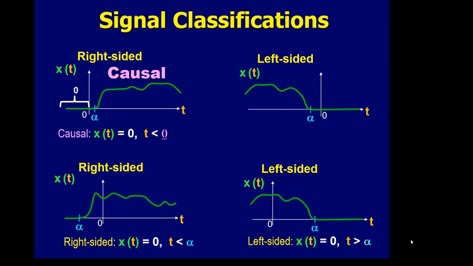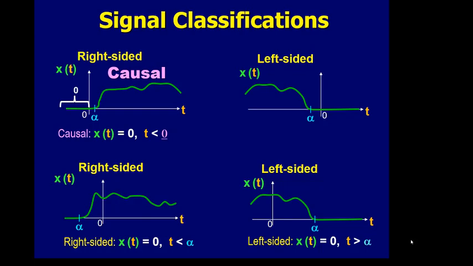Causality is a very important concept that we're going to keep coming back to over and over again, so we want to be very clear about this definition. We consider a signal causal if it's right-sided, for one, but the important concept is that for all values of time, t, less than 0, a causal function must have an amplitude value of 0. So it has to be completely zero for all negative values of time.